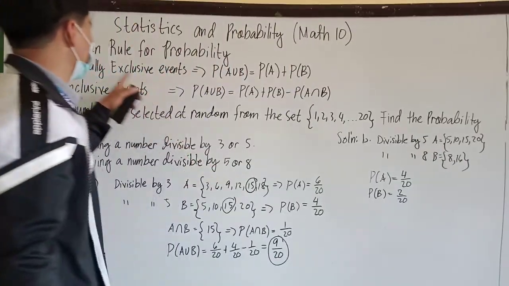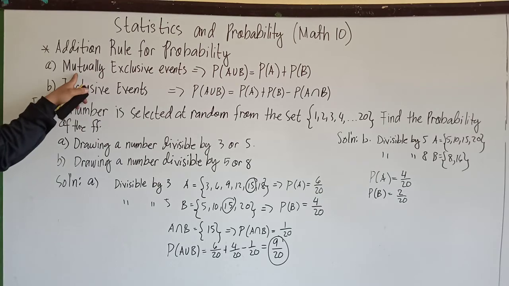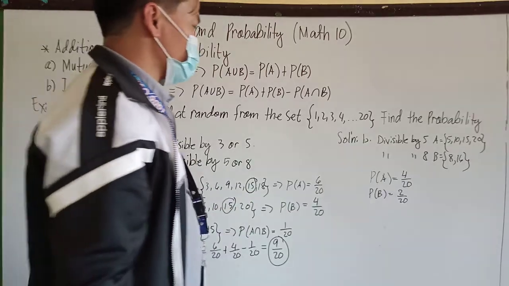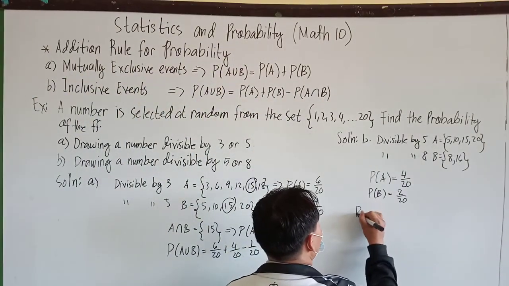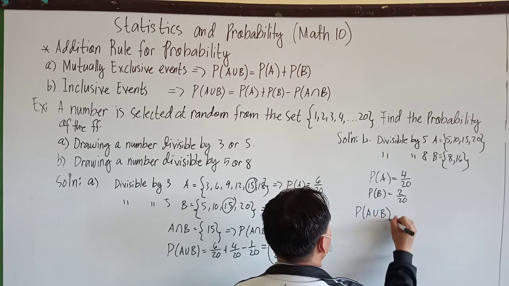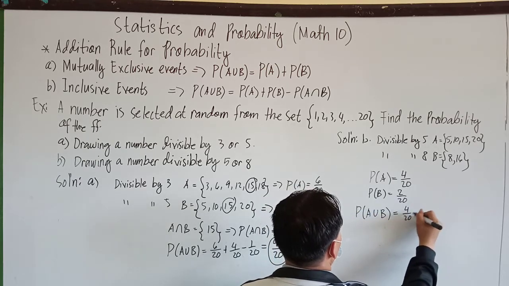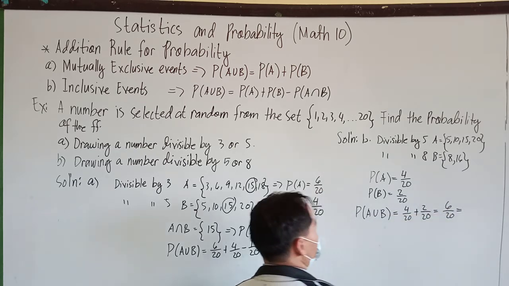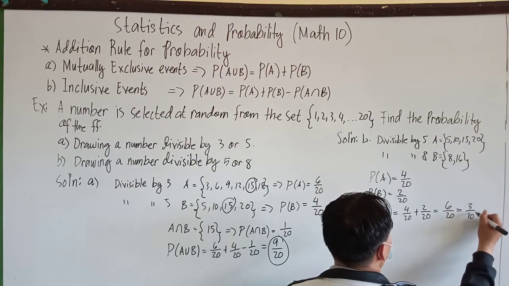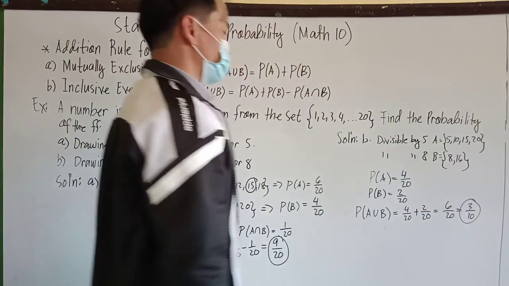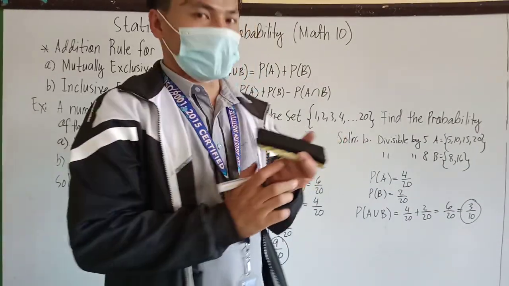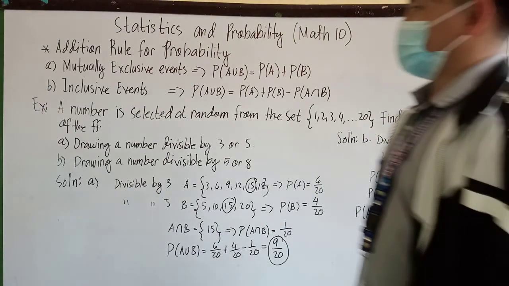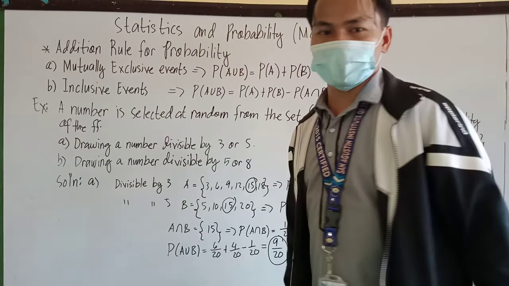So therefore, we can now use the first one, mutually exclusive events, meaning the individual probabilities have no elements in common. So probability of A union B is equal to 4 over 20 plus 2 over 20, that is 6 over 20, or divided by 2, that is 3 over 10. So that is how to use the addition rule for probability for mutually exclusive events and inclusive events.